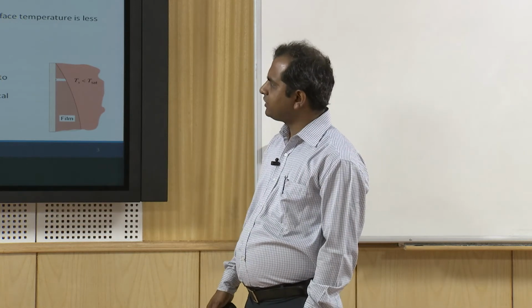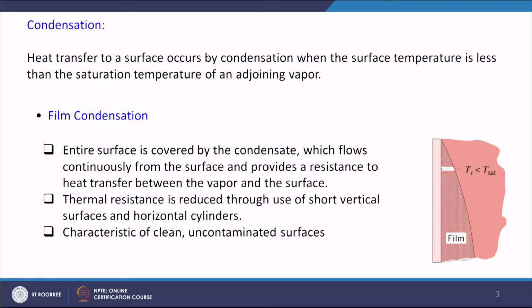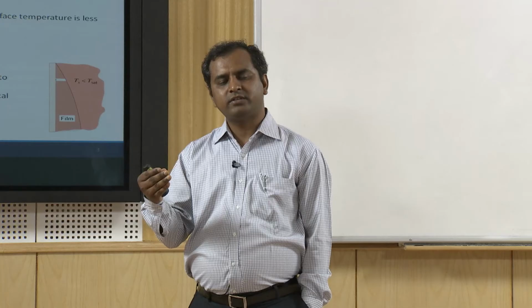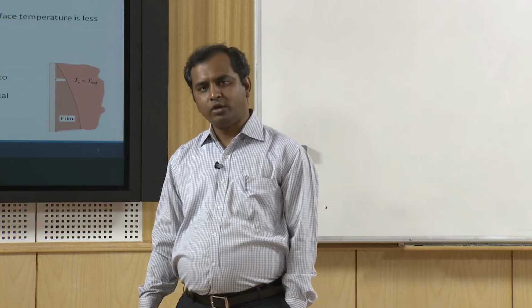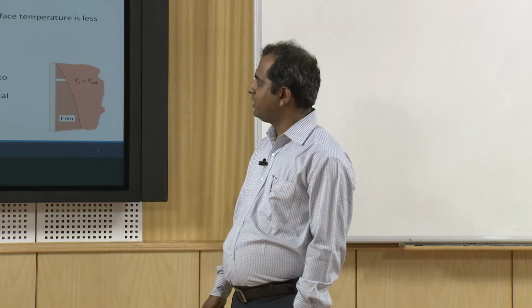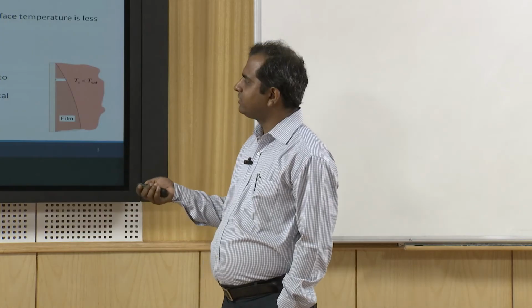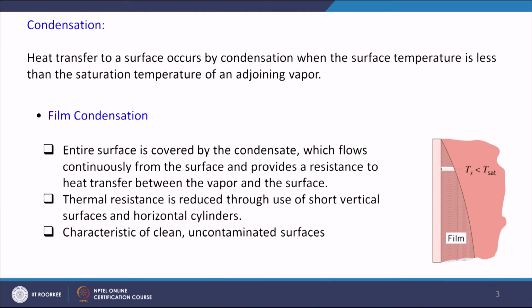In case of film condensation, the entire surface is covered by condensate. It is not that the surface is covered by the liquid locally; it is entirely covered, and the liquid flows continuously from the surface and provides a resistance to the heat transfer between the vapor and the surface, because this film acts as a resistance preventing the vapor from coming in contact with the cold surface. So, this is giving some sort of resistance. This thermal resistance is reduced through the use of short vertical surfaces and horizontal cylinders.